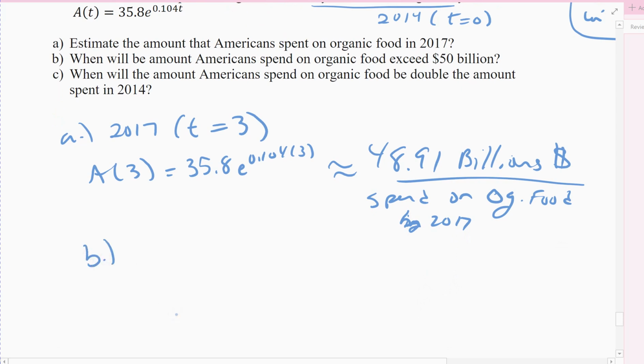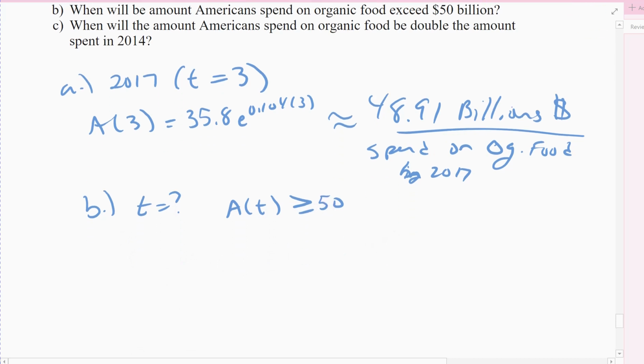Part B: when will the amount Americans spend on organic food exceed 50 billion? So we're looking for a time, our A of t, and we want it to be greater than 50. But in order to find that, we're going to say equal to 50.